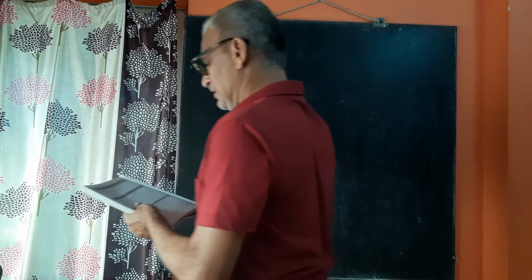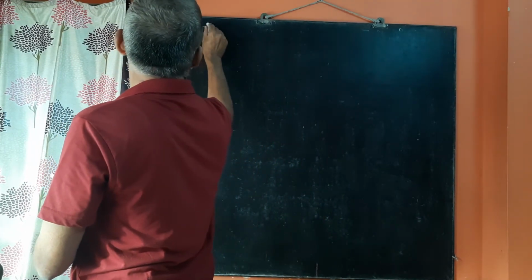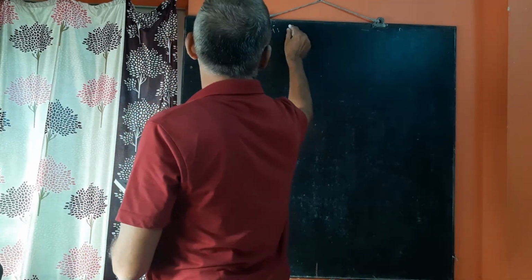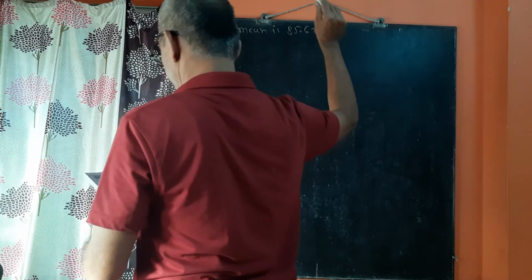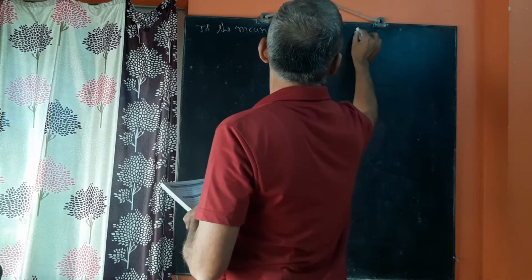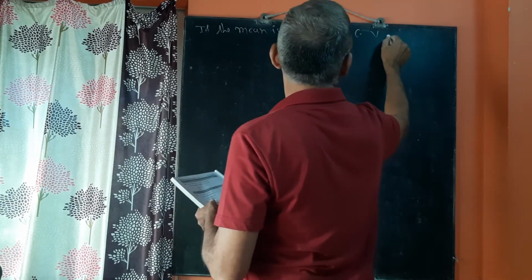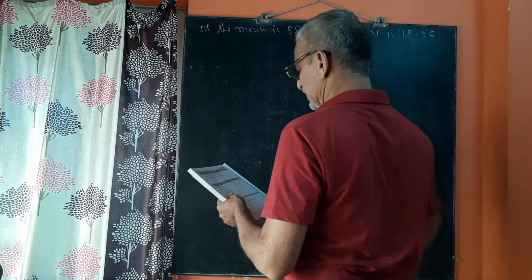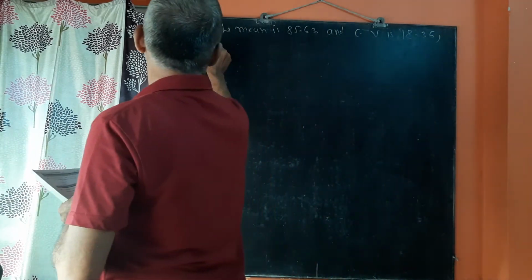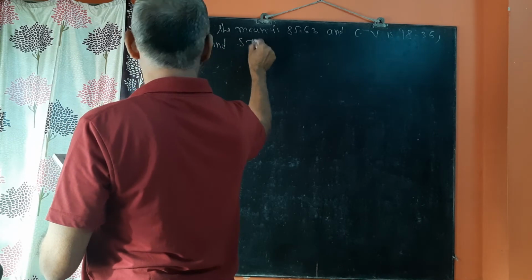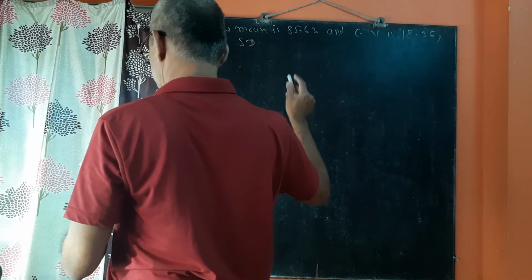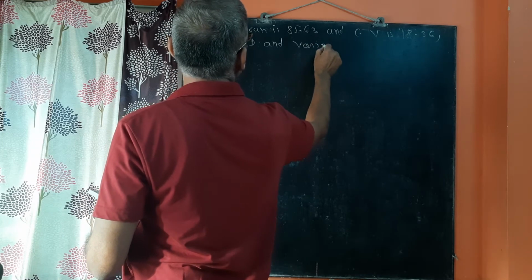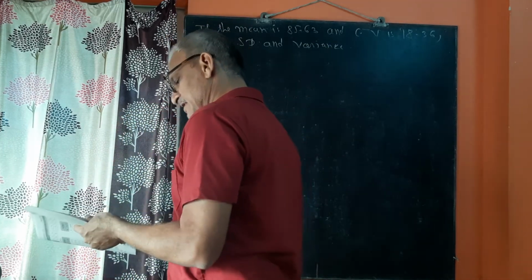Here, if the mean of the data is 85.63 and coefficient of variance C dot V is 18.36, find standard deviation and variance.